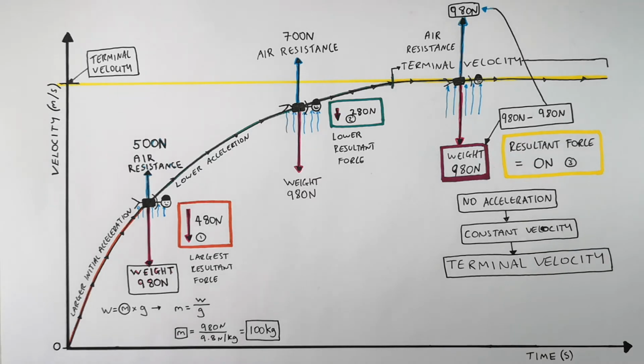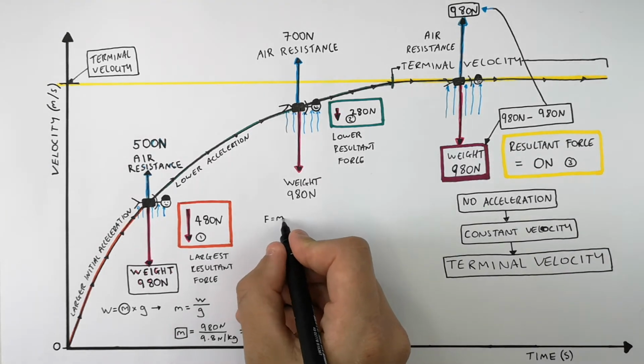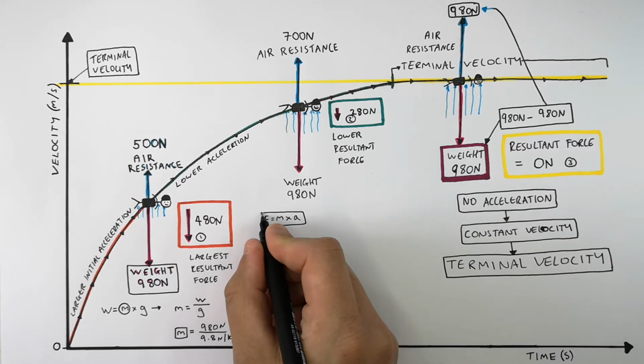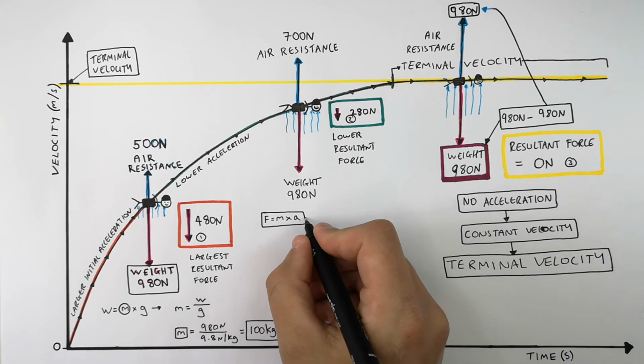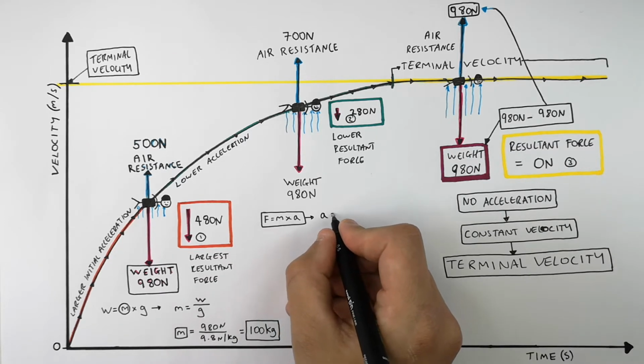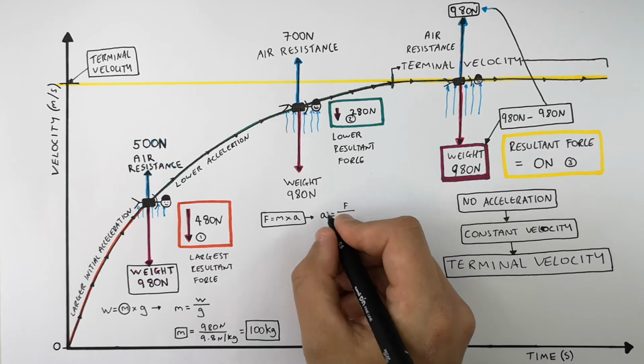Because we have the resultant force and the mass of the skydiver, we can now use F equals ma to calculate the acceleration of the skydiver at each point. So we've got the resultant force, F, and the mass of the skydiver, so we have to rearrange for a, acceleration. a equals resultant force divided by mass.